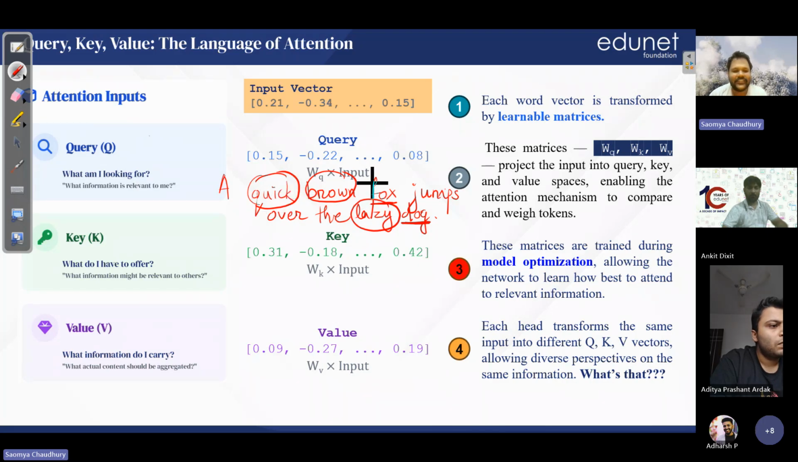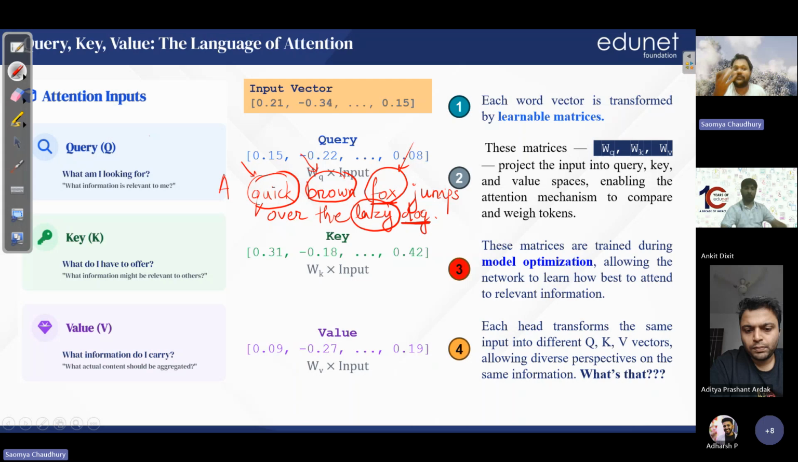you can see that the word fox, which is a noun, is affected by what color of fox it is, right? It is a brown color fox, right? And also it should have focus on the adjective quick as well, right? Because quick means, what do you say?